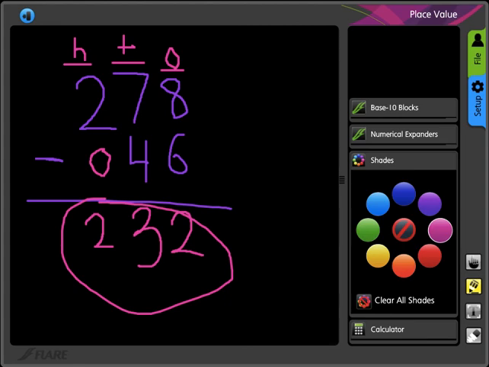Now, like I said, I don't mind which strategy you use. You can use your base 10 blocks, or you can set it up horizontally like this. I personally like to do it this way, but if you do, you cannot forget to set up your numbers in line with each other. Hundreds go on top, tens go on top of each other, and ones go on top of each other.